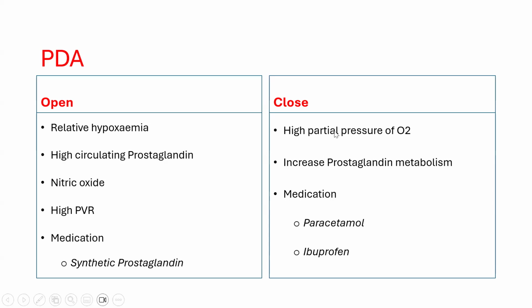The things that close the ductus arteriosus are high oxygen, increased prostaglandin metabolism in the lungs, and the medication starts as paracetamol and ibuprofen, which is why when you have a large isolated duct in the neonatal period, you can attempt to close it with paracetamol or ibuprofen or both.